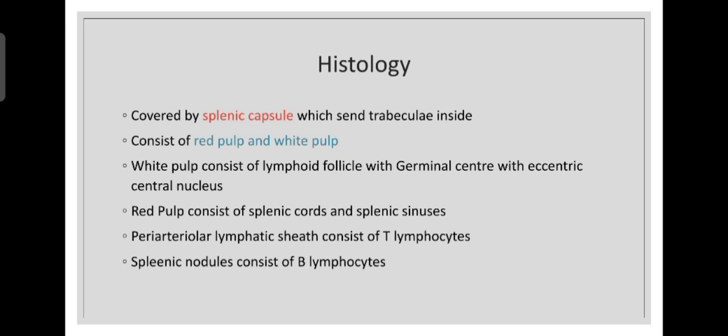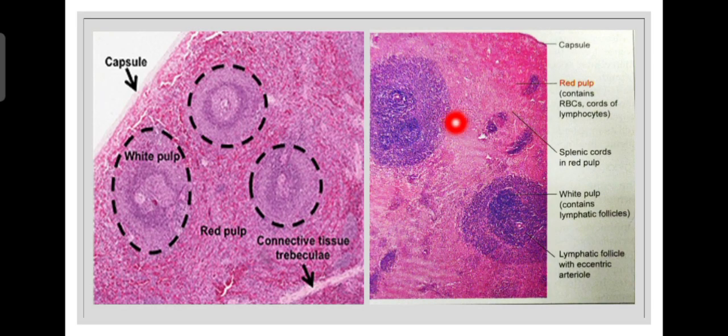Periarteriolar lymphatic sheath, which consists of T lymphocytes. Here in this lymphoid follicle, we have arrangement of various lymphocytes, that is B lymphocytes and T lymphocytes, of which the periarteriolar lymphatic sheath. Peri means surrounding, arteriolar means the artery. Here is the artery, it's surrounded by the periarteriolar lymphatic sheath, which consists of T lymphocytes, and the others consist of B lymphocytes.